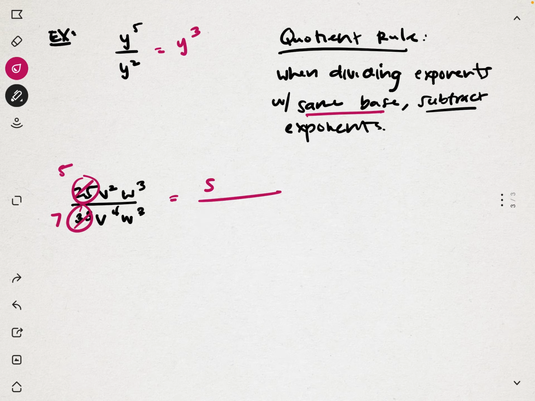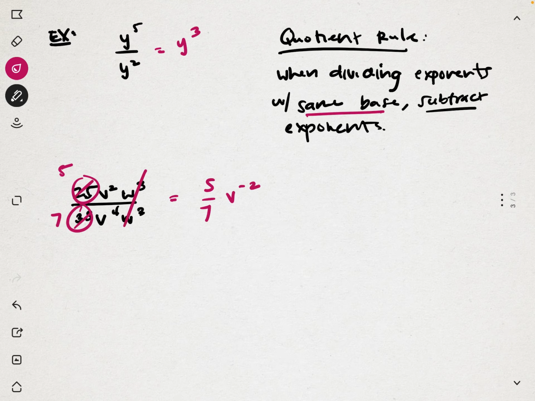Actually, let's not do this. Let's do it like this, okay? So 5 over 7. Then we have v squared divided by v to the 4th, but we're going to subtract our exponents. So we get v to the negative 2. And then w cubed divided by w cubed: 3 minus 3 is 0, so these cancel out.